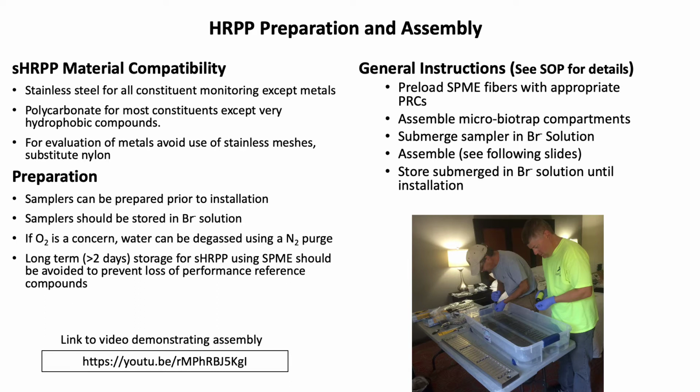So, preparation and assembly. The first thing that should be thought about is material compatibility. The samplers are available in stainless steel and polycarbonate. It's also possible to make these out of other materials, but those are the two probably most useful materials. Stainless steel is excellent for almost any constituent monitoring except for metals. The stainless will leach metals and it will have an impact. Polycarbonate can be used for most soluble species. It would not be appropriate for hydrophobic compounds.